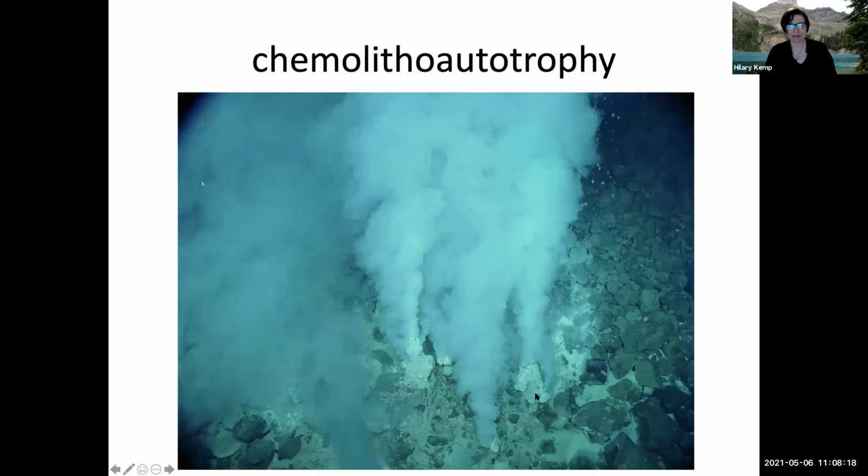And here's just a picture of one of the environments where you will find these guys deep in the ocean.